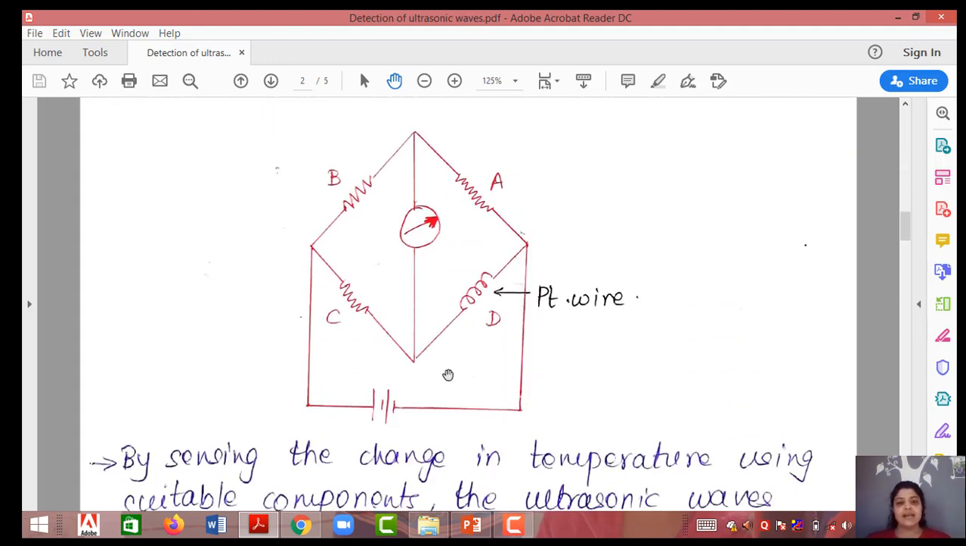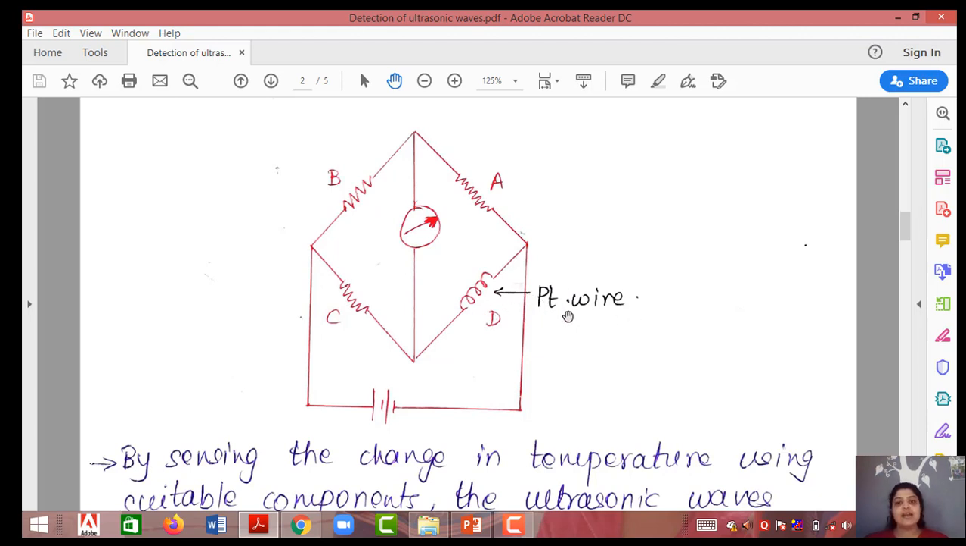This is the basic circuit diagram of the thermal detection method, wherein a simple bridge, known as a Callendar-Griffith bridge, named after the physicists who proposed it. There are four different branches. Out of the four branches, branches A, B, C, which I have labeled, consist of normal resistors. But branch D consists of a platinum wire.